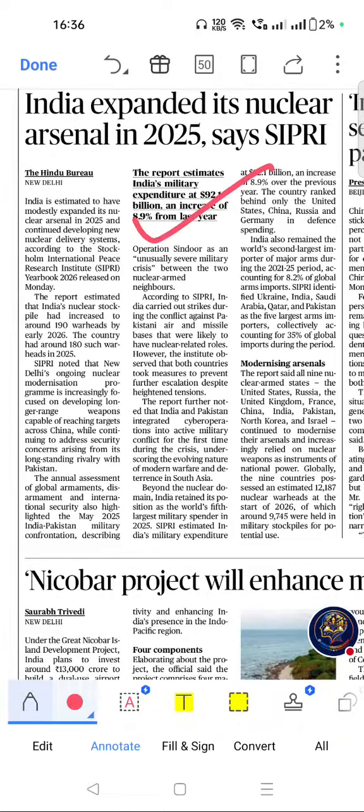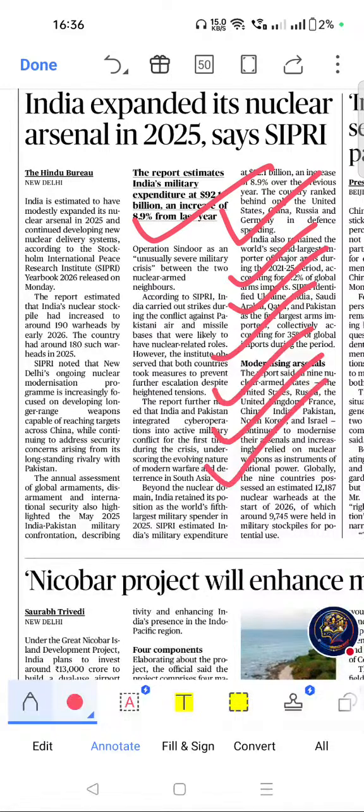News section. This was an important article from page number 12. India expanded its nuclear arsenal in 2025, says SIPRI. If you see the importance of this topic, nuclear doctrine is a favorite UPSC topic. SIPRI reports are frequently quoted in exams. Cyber warfare is an emerging security issue, relevant for India's strategic deterrence policy. Questions have appeared on nuclear doctrine, no first use policy, strategic deterrence, nuclear triad, and cyber security.